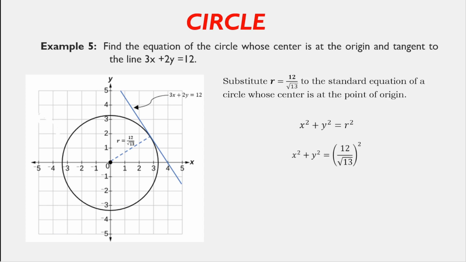So we have now x squared plus y squared is equal to the square of 12 over square root of 13. As we simplify, the square of 12 is 144, and the square of the square root of 13 is 13. Then we can say that the equation of the circle in standard form as described in example number 5 is x squared plus y squared is equal to 144 over 13.